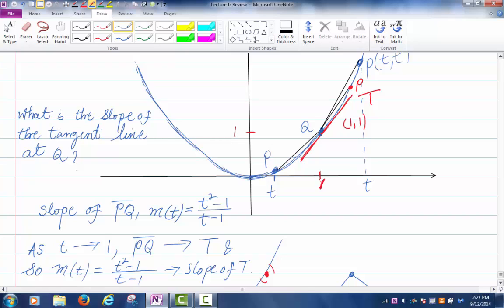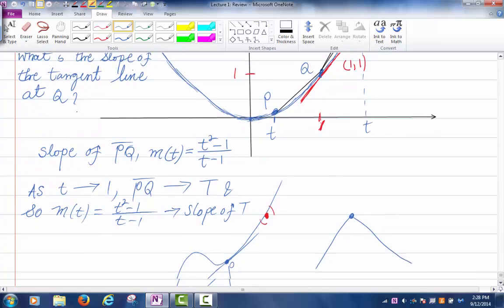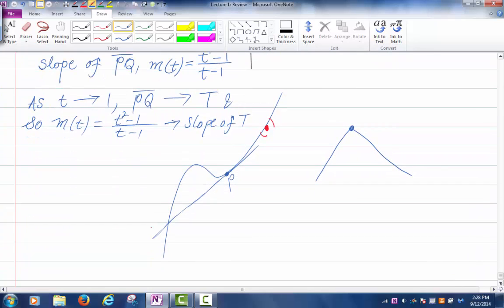So that ratio is the slope of PQ, and as t approaches 1, PQ goes to the tangent. So as t goes to 1, if the ratio goes to 2, then 2 should be the slope of that tangent. Okay? Is that making sense? So the question is then, as t goes to 1, does the slope of PQ approach a specific number, like 2? How do I know that?